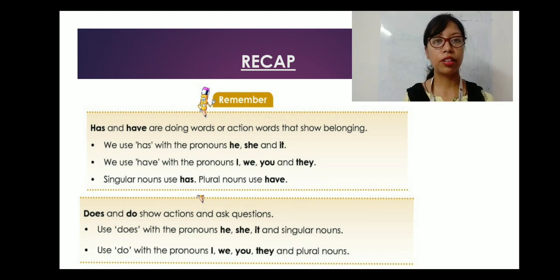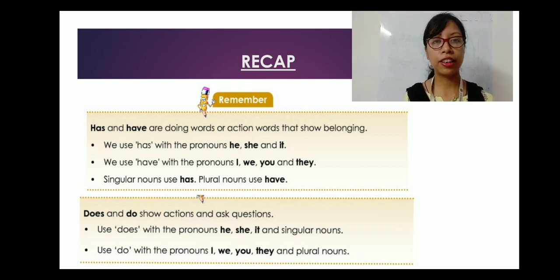Now, he, she and it are singular, right? Therefore we are using has. Now I, we, you and they. Here we and they are plural. But what about I and you? Though they are singular, we always use have with I and you. Therefore, it comes under the plural. So along with I, we, you and they, we use have.